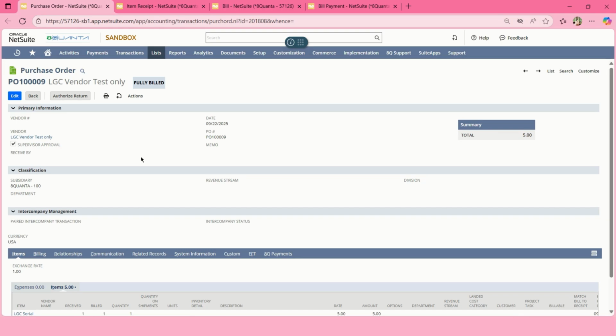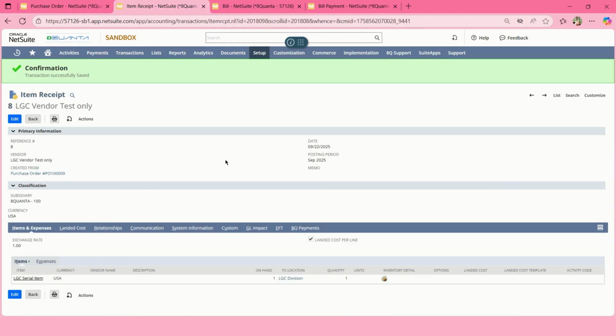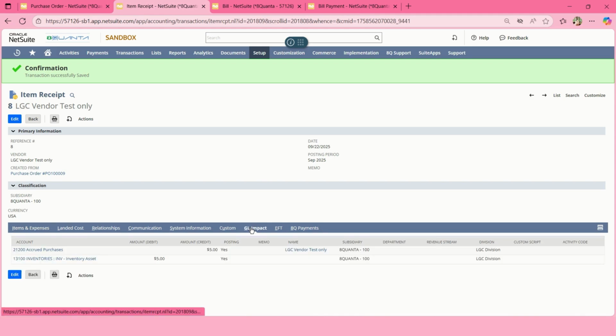Let's move on to item receipt, receiving the purchase order. Once goods or services are delivered, we record an item receipt in NetSuite. At this stage, the system recognizes the receipt of goods into inventory, even though the vendor bill has not yet arrived. GL impact: debit the inventory account set on the item record. This increases asset value since goods are now on hand.